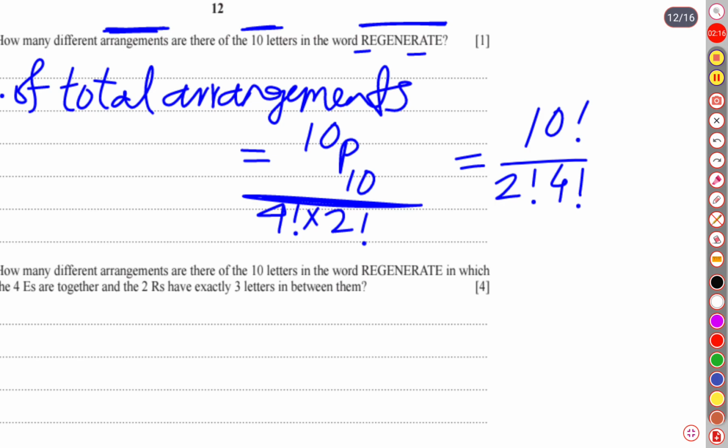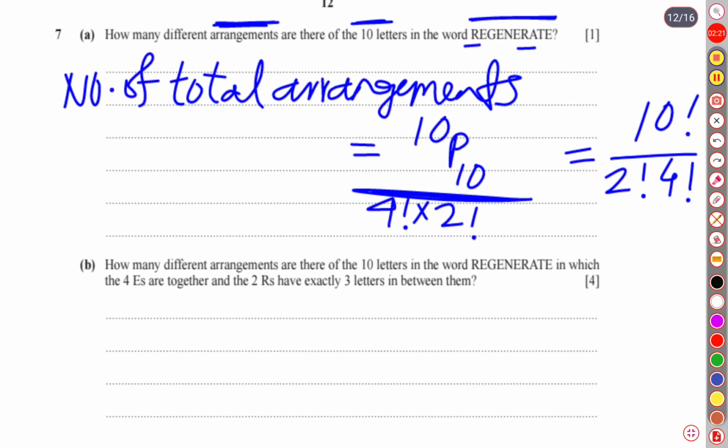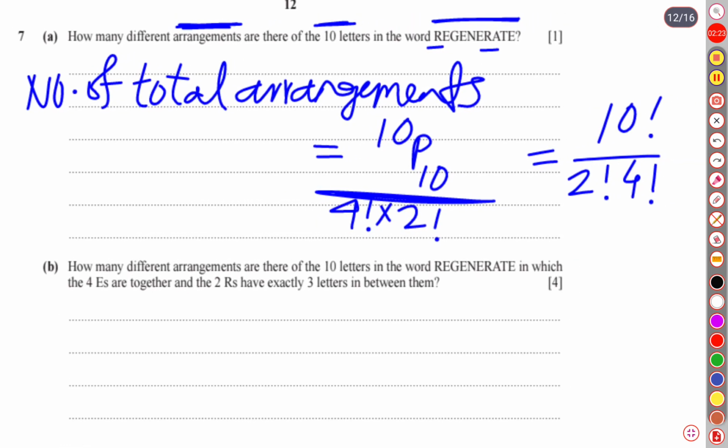So what have we learned from this question? If the question asks for arrangements, we will simply apply the concept of permutation. There are 10 letters, that's why in 10 factorial ways they can be arranged. And for identical or repeated letters, we divide by the factorial of their numbers. There are 2 R's, that's why we have divided by 2 factorial, as well as there are 4 identical E's, that's why we have divided by 4 factorial ways.